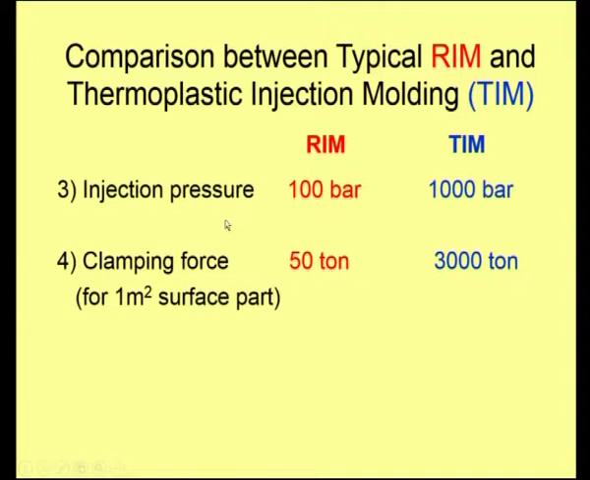And with respect to the injection pressure, in reaction injection molding 100 bars of pressure is sufficient for the mold at the closed position, whereas in the conventional process it has to be more than 10 times that of the reaction injection molding machine. So, a minimum of 1000 bar pressure is the pressure at which the resin has to be injected. Now, looking into the clamping force, 50 ton would be more than enough for any reaction injection molding process, whereas in the conventional system it will go up to 3000 ton. All these forces are required for 1 meter squared area of the surface.